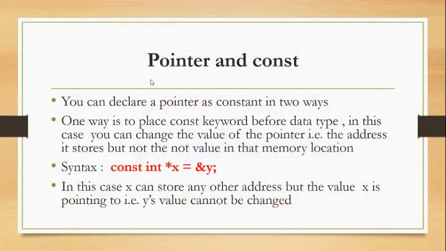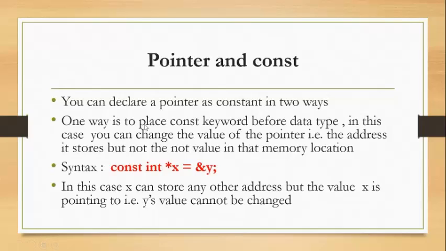So, pointers and constants. As you know, if we declare a variable as constant, then the value of that variable cannot be changed. If you try to change that value, you would get a compiler error, right? In the same manner, you can also use the constant keyword for a pointer too, but it can be done in two ways, and when you do it in two ways, it will have two different results.